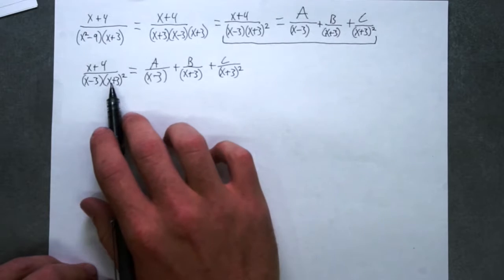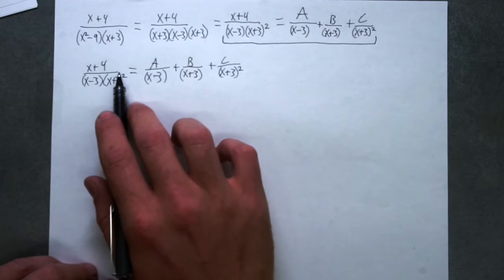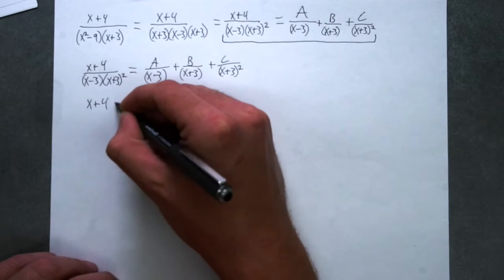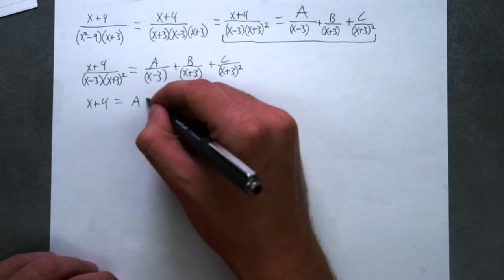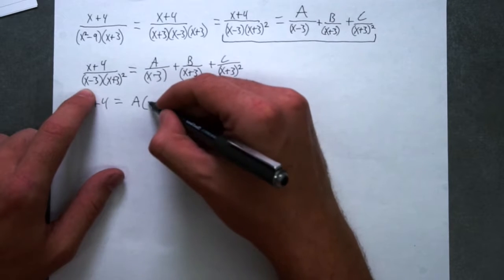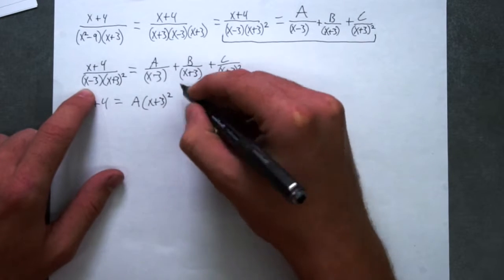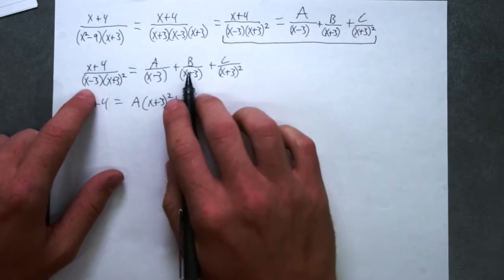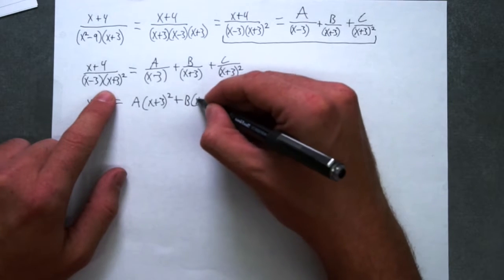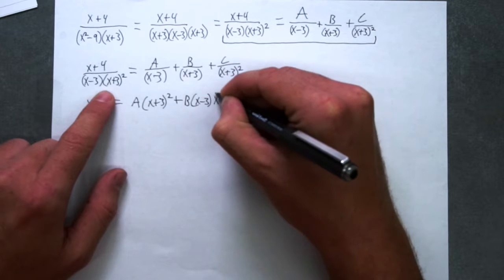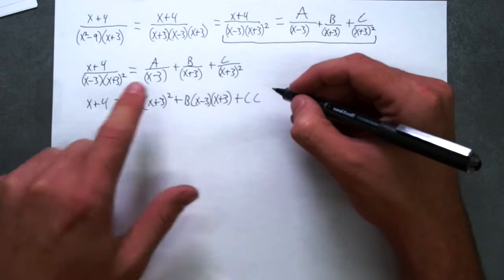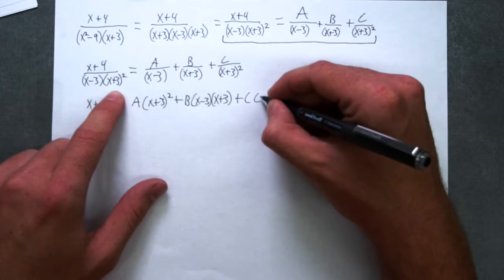In order to get rid of the denominator, we can take the entire denominator and multiply both sides by it. So in the end, we would get x + 4 is equal to A times, now this x − 3 in the numerator will cancel out with the one in the denominator, and we'll get (x + 3)², plus B times, one of these x + 3's is going to cancel out with the one in the denominator, and we'll get (x − 3)(x + 3), plus C times, this (x + 3)² is going to cancel out, and we'll be left with x − 3.